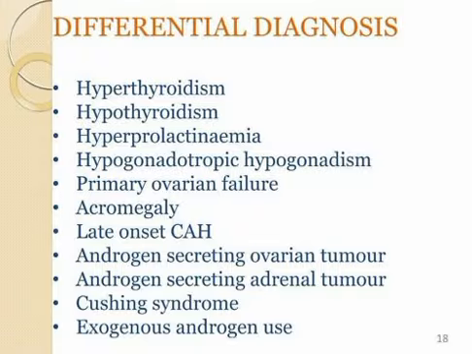Next will be the differential diagnosis. Along with that, there will be the use of biochemical screenings. Some hormonal tests are taken during the differential diagnosis. It includes hypothyroidism, hyperprolactinemia, hypogonadotropic hypogonadism, primary ovarian failure, acromegaly, late onset CAH, androgen secreting ovarian tumor, androgen secreting adrenal tumor, Cushing syndrome, and exogenous androgen use.